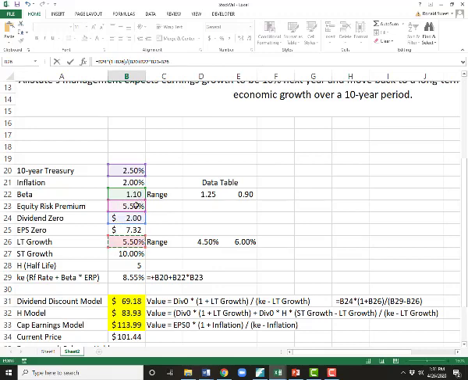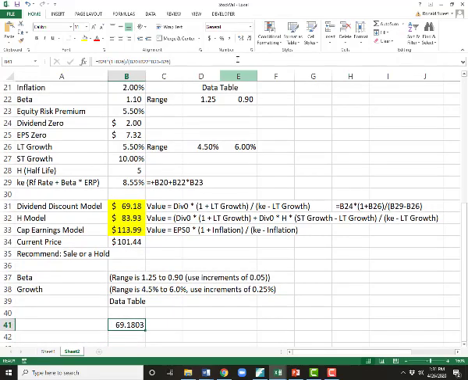And it's kind of confusing here where equity risk premium and long-term growth are the same numbers, so make sure when you're doing the Excel application, the second problem, you know which one we're dealing with. The equity risk premium is part of the KE, the long-term growth is the long-term growth. You can see we got the exact same answer we got before, 69.18.